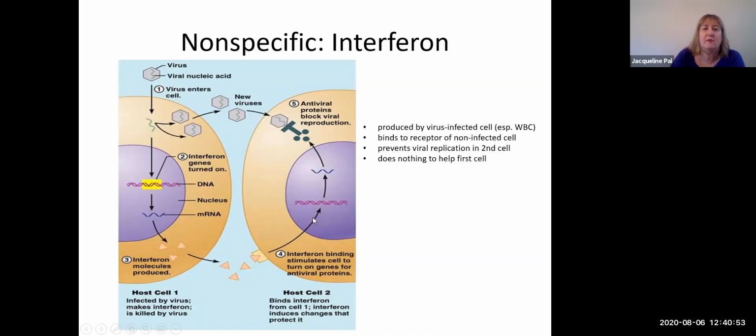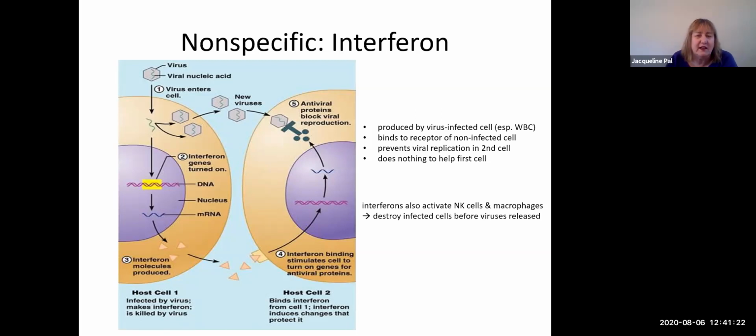So to recap, interferon is produced by virus-infected cells, especially our white blood cells. Then it binds to receptors of non-infected cells to prevent viral replication in that second cell. But it does nothing to help the first cell. We'll have a day in memory of all the first cells that gave up their lives.